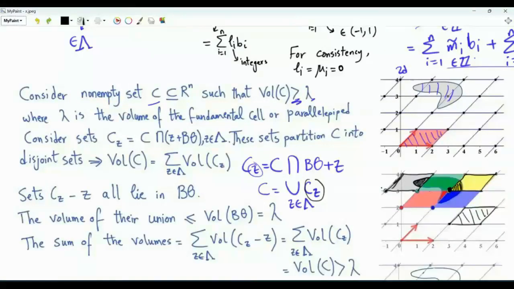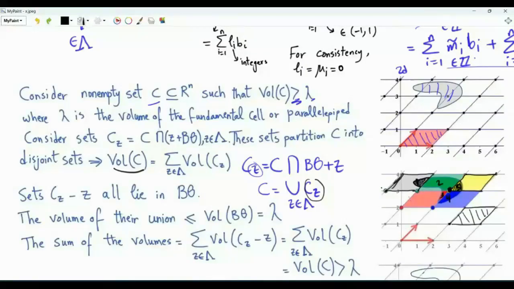In our example, C is partitioned into 5 non-empty sets. 1, 2, 3, 4, and 5. All the other intersections are empty. The volume of C is the sum of those volumes. So volume of C is the summation over Z in the lattice big lambda of the volume of CZ.